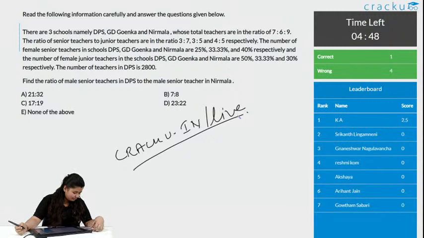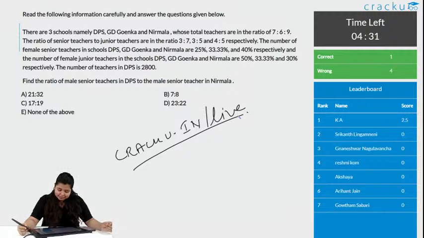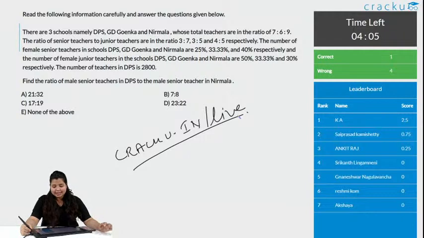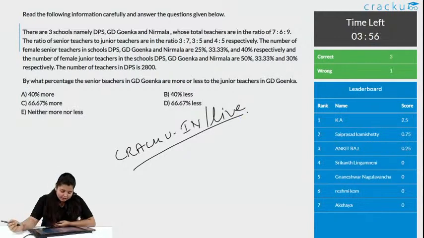Two minutes are already up. Come on. Okay, Ankit Raj is getting it correct and wrong, maybe that's why he's getting a negative marking, but it's okay, at least trying and you'll get this definitely. Okay, 3 people got this correct.